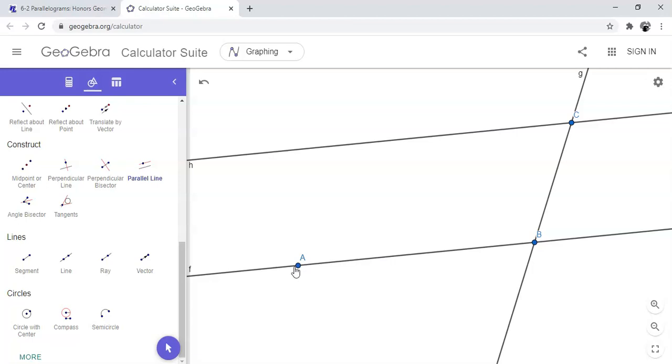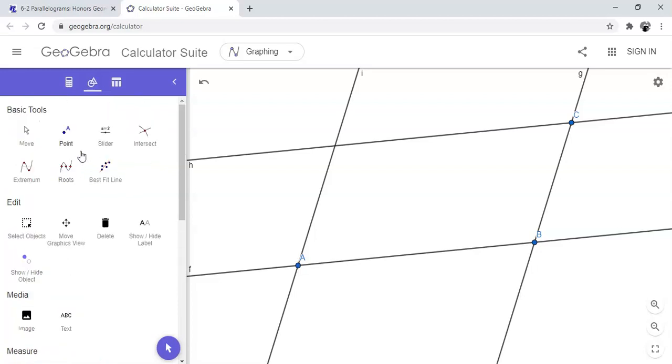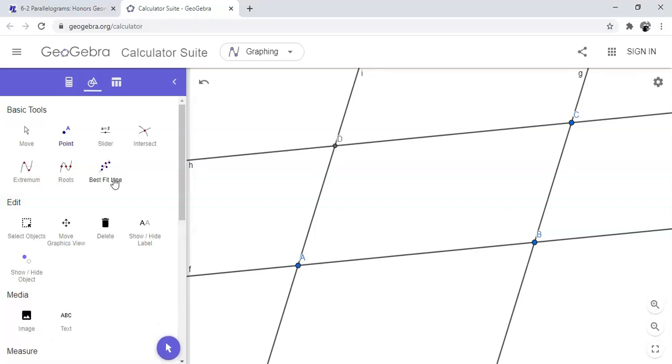and you'll see that it constructs a line parallel to A and B. Next, we're going to do the same thing, but with A. So select the point A and the line CB. These two intersect at a point. We're going to put that point there and call it D.